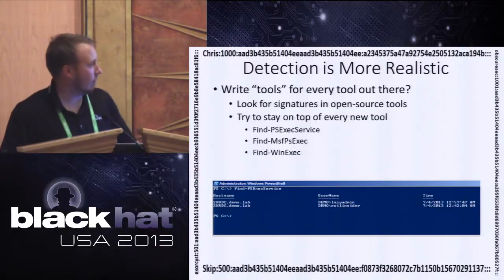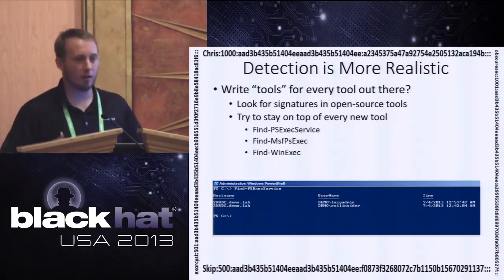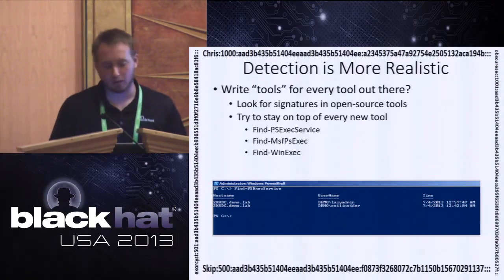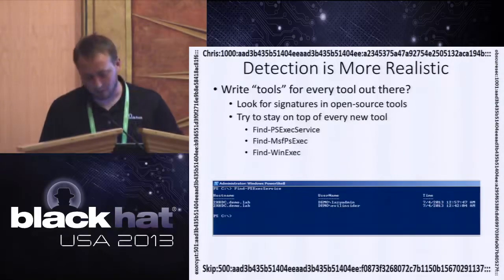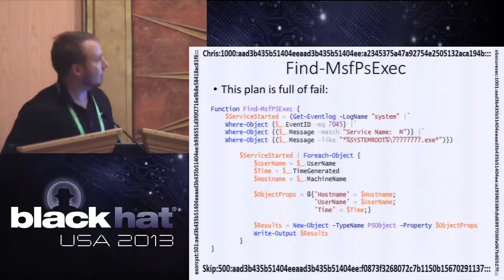And this is what it looks like. It gives you the host name that it came from, the username that was used, and when it was actually used. And what this is doing is going through the actual local logs, the event log, and pulling out signatures from the event log that this happened. So this is detection, it's not prevention. So here's what it looks like.